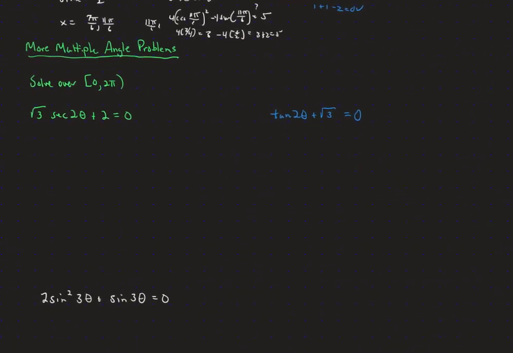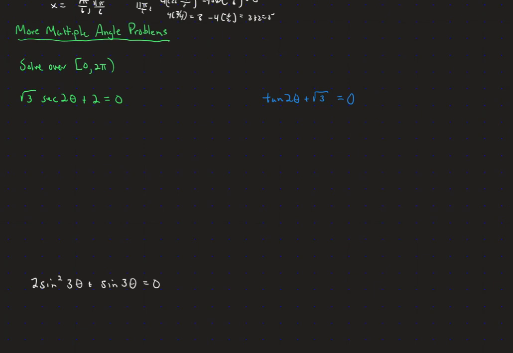All right, let's do some multiple angle problems here. So we are going to get our secant 2 theta by itself. So we will subtract that 2 to the other side, and we will divide by square root of 3. We'll recognize secant as 1 over cosine. So we'll take the reciprocal of both sides, which will get us into familiar territory. So we'll say, well, cosine is square root of 3 over 2. Our reference angle in quadrant 1 is going to be pi over 6.